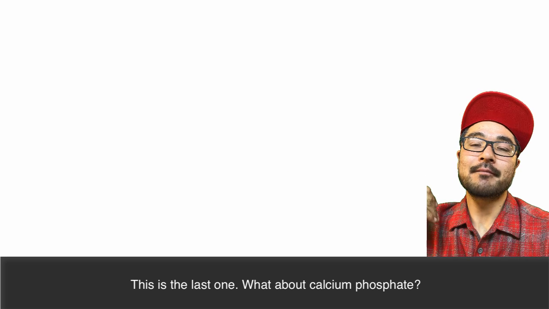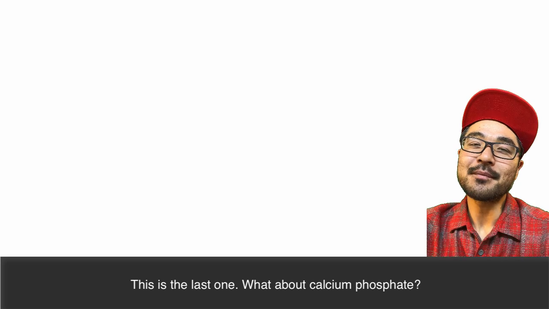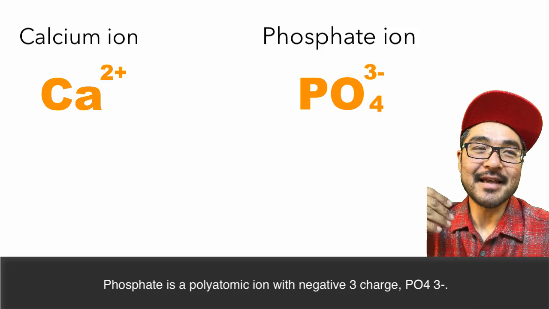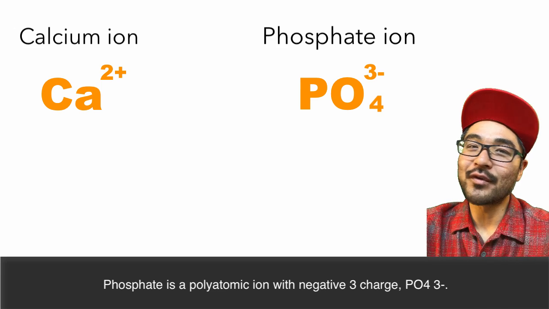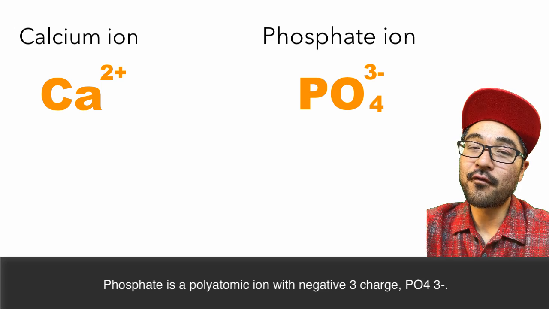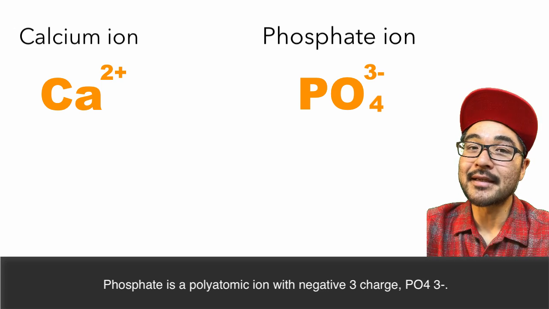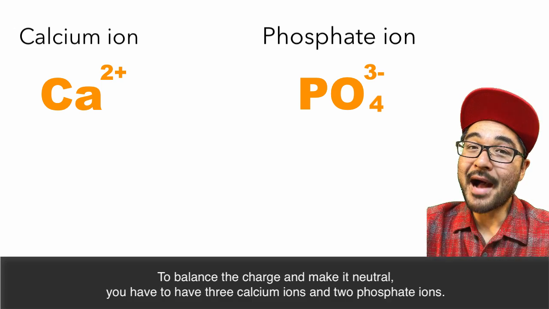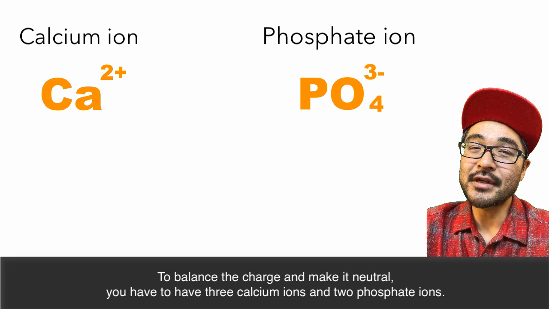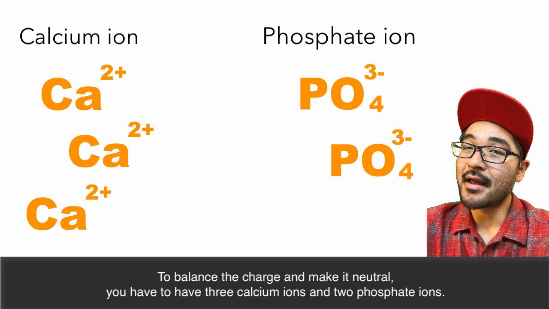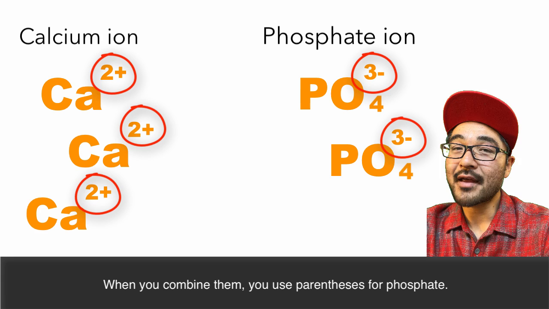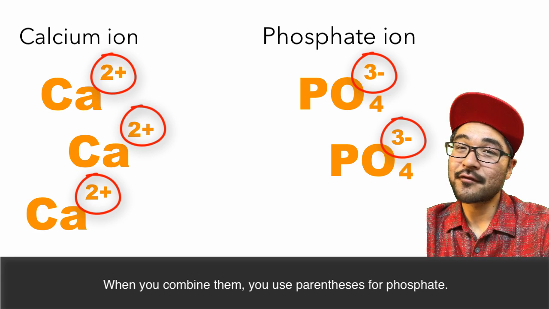This is the last one. What about calcium phosphate? Phosphate is a polyatomic ion with -3 charge, PO4 3-. To balance the charge and make it neutral, you have to have 3 calcium ions and 2 phosphate ions. When you combine them, you use parentheses for phosphate.